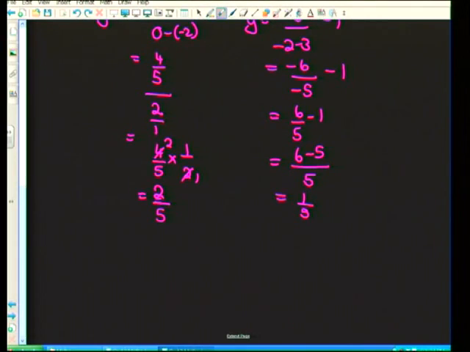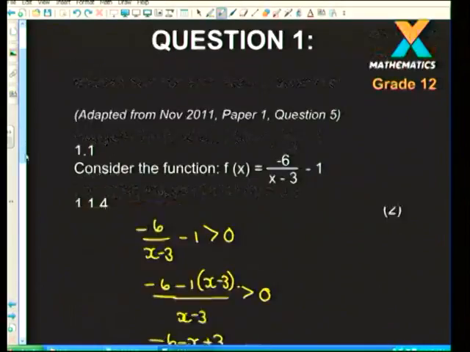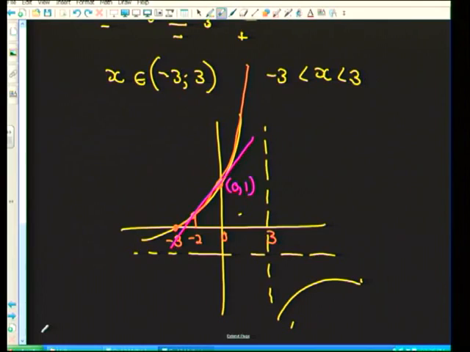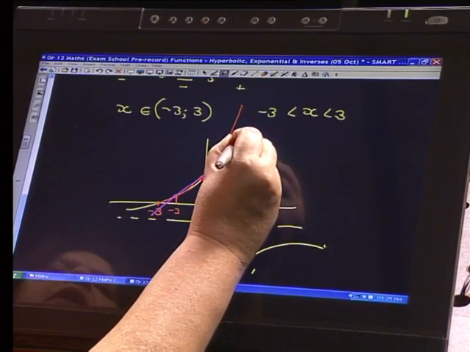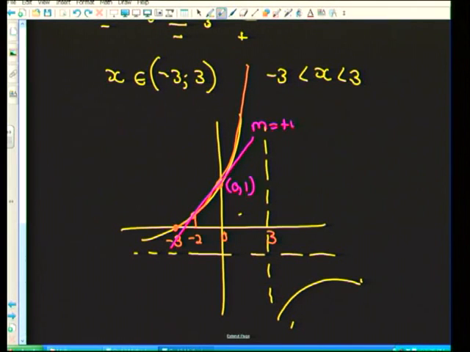Now always ask yourself, does my answer make sense? So let's go back and have a look. If I go back to the graph we had earlier on, would this gradient be positive or negative? Well, certainly you can see it's going uphill, so the gradient would be positive. And yes, 2/5 would be very possible. If it was negative 2/5, I'd know I'd made an error, but I definitely have not done that. So here we have the question.